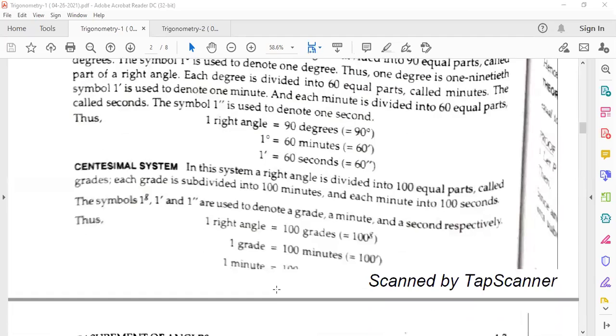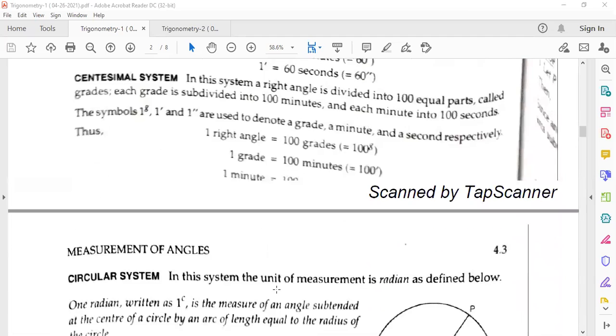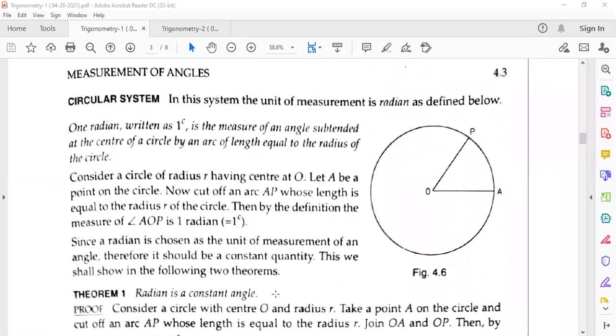Just gone through it. Now we are interested in the circular system. In the circular system, we know that for one circle the total angle is 360 degrees. Now we are taking OA. A is a point on the circumference of our circle, and O is the center.